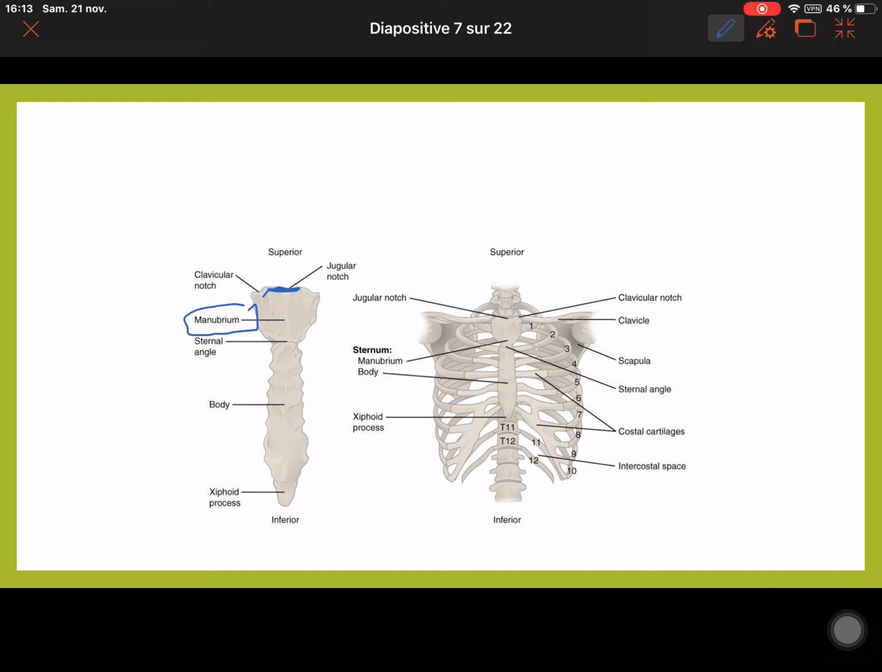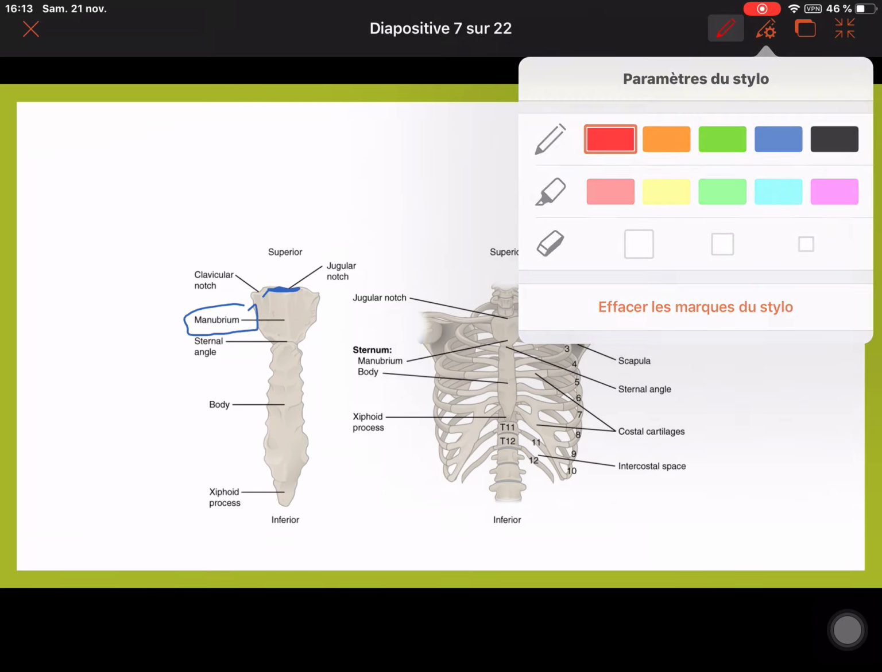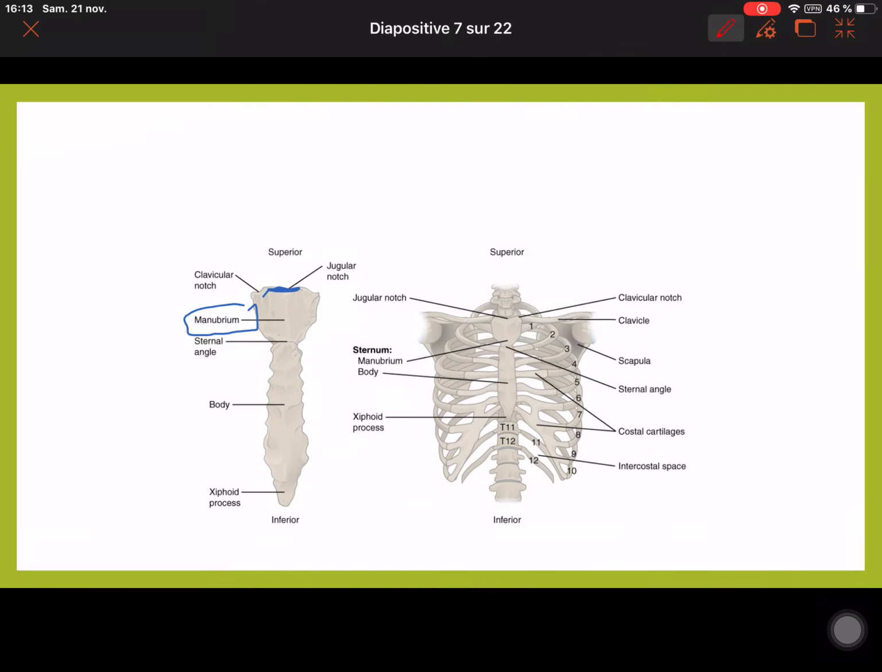Also, the manubrium provides an articular surface for the clavicle. On either side of the jugular notch, you see two clavicular notches for the attachment of the clavicle. Also, we have an attachment site for the first rib. Okay, only the first rib is joining with the manubrium.